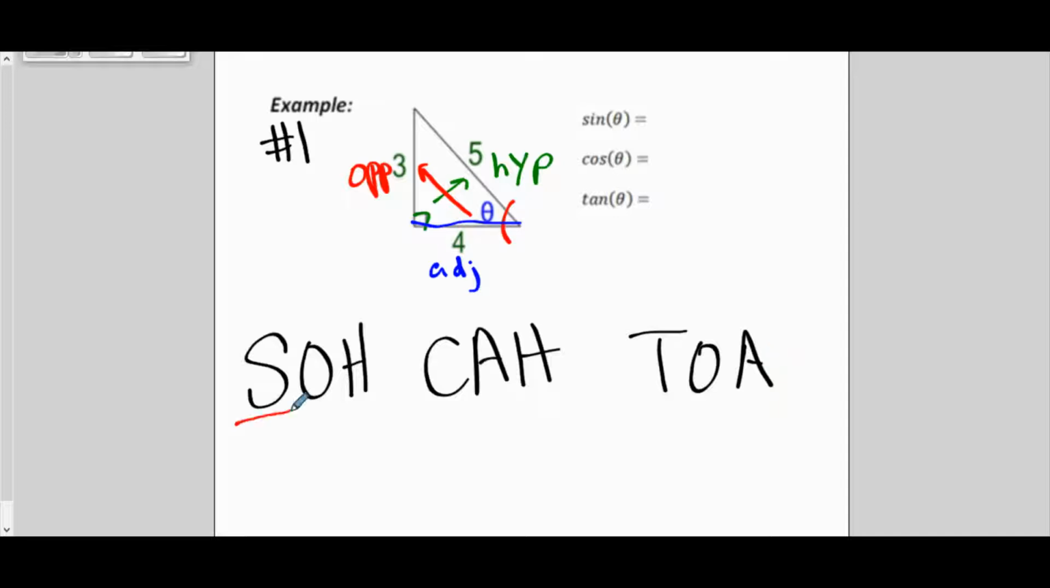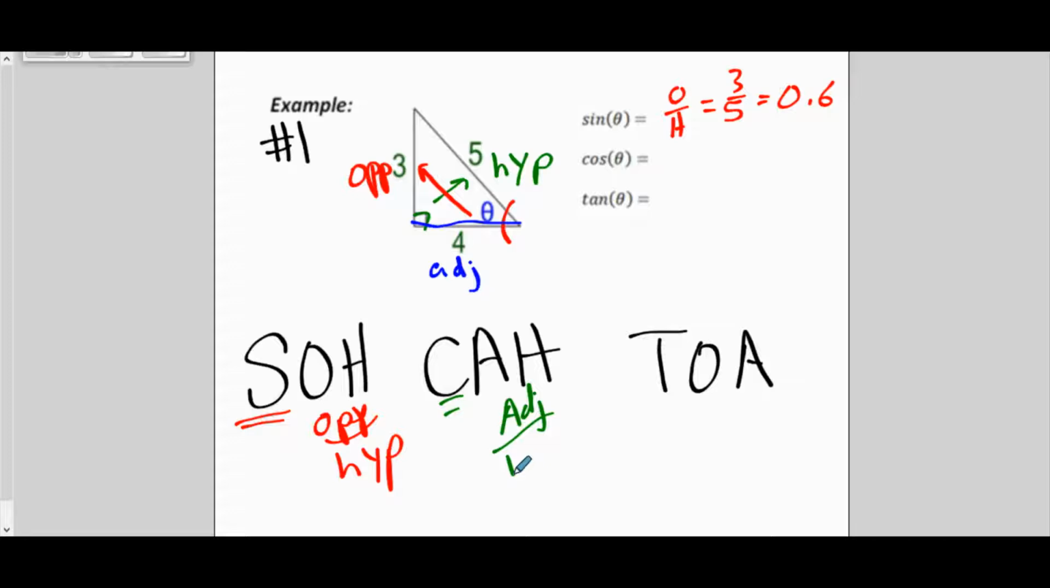So sine of theta, so this is your S, is opposite over hypotenuse. So I'm going to do O over H. So my opposite is 3, and my hypotenuse is 5. So it's 3 over 5, which is 0.6. And you can just leave it as a fraction if you'd like. Cosine of theta, so this is your C, is adjacent over hypotenuse. So this is A over H. So my adjacent is 4, and my hypotenuse hasn't changed. It's still 5. So as a decimal, this would be about 0.8.